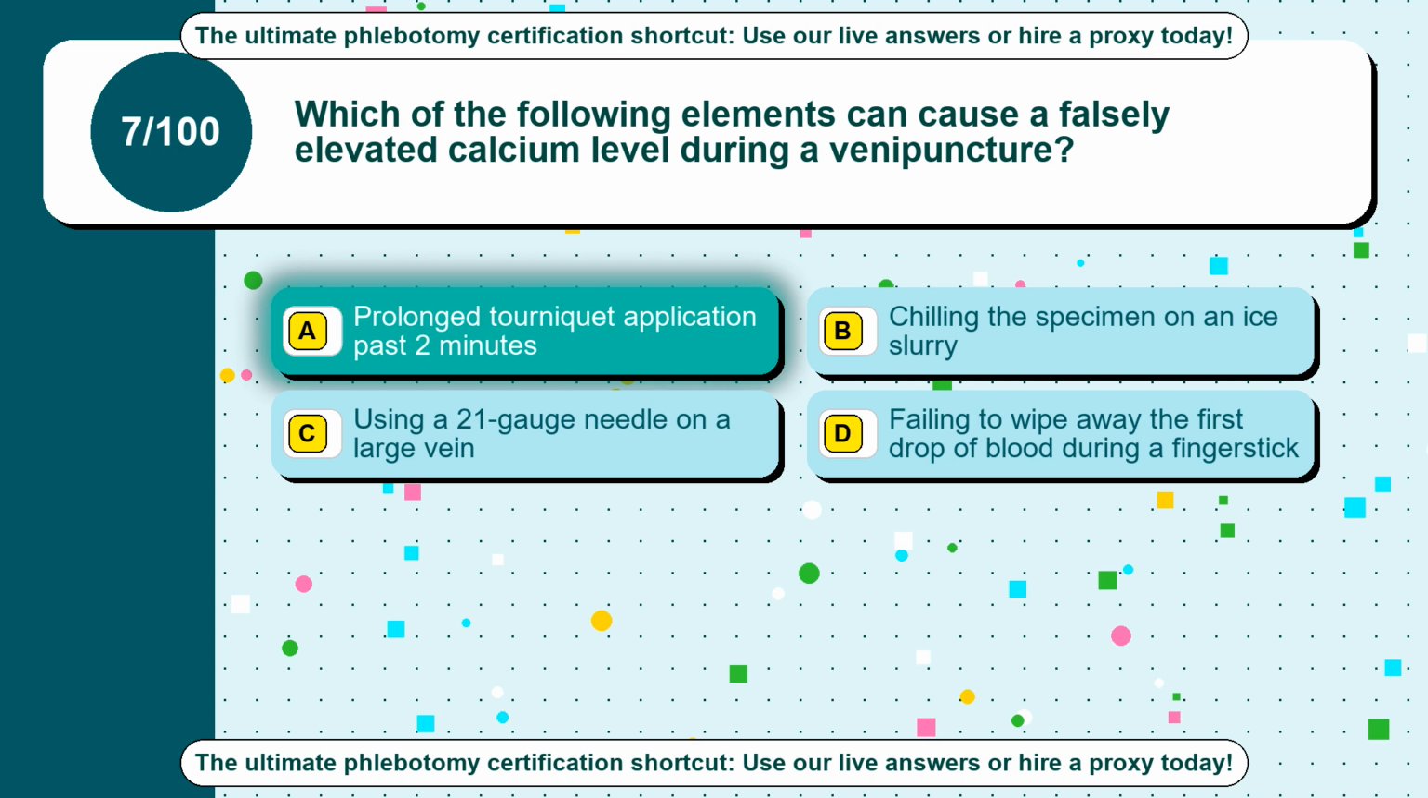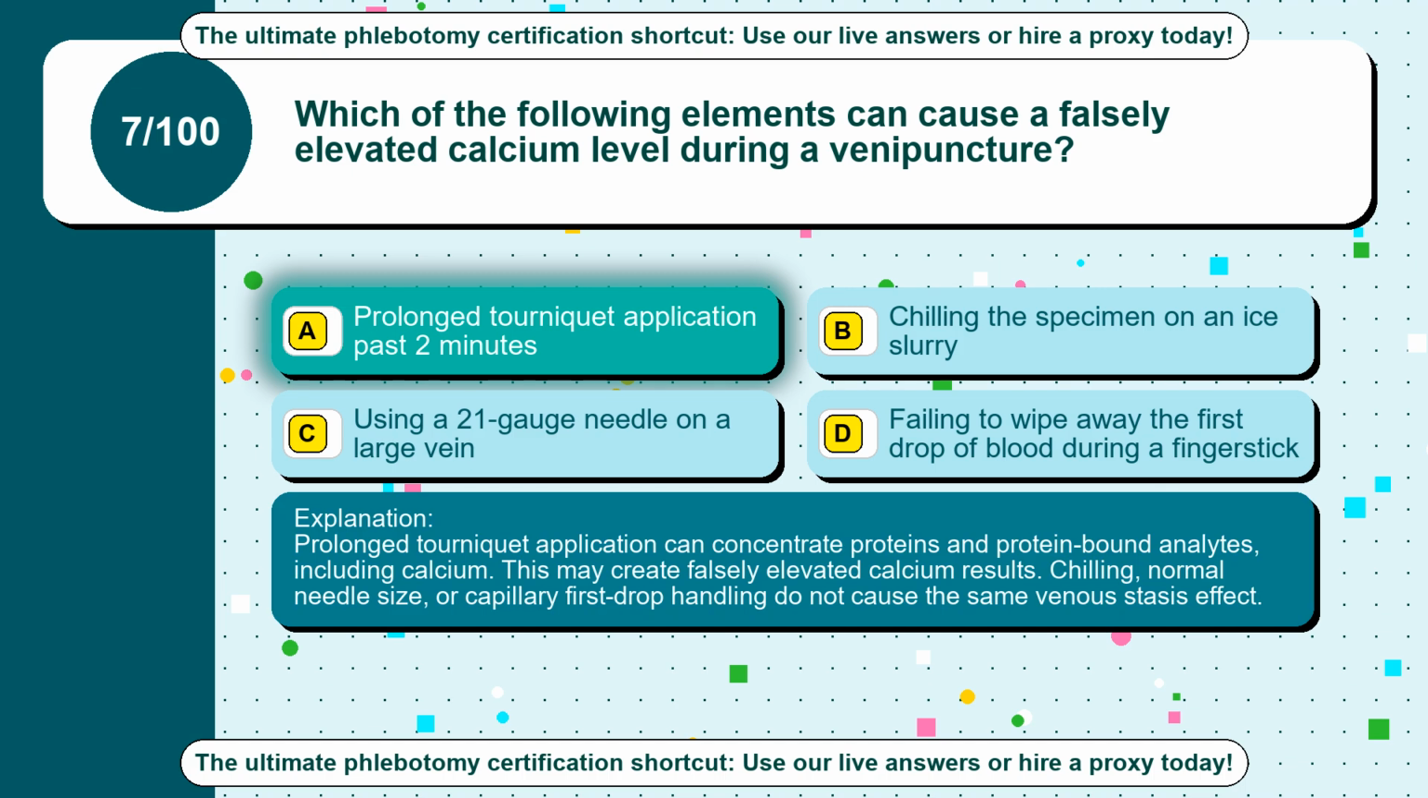Prolonged tourniquet application past 2 minutes. Prolonged tourniquet application can concentrate proteins and protein-bound analytes, including calcium. This may create falsely elevated calcium results. Chilling, normal needle size, or capillary first drop handling do not cause the same venous stasis effect.